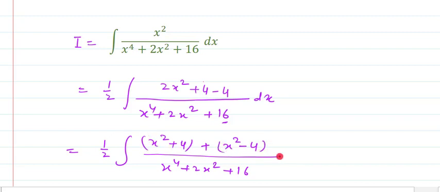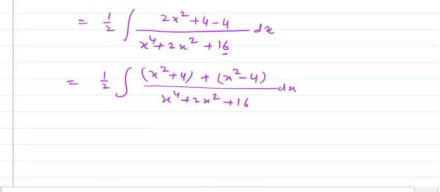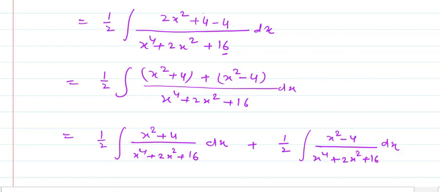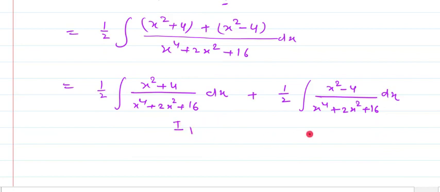Now, you know very well what to do. Yes, we need to segregate the two and we will be left with the two questions just as we have explained. So, (x square plus 4) upon (x power 4 plus 2x square plus 16) dx, and another part is 1 upon 2 (x square minus 4) upon (x power 4 plus 2x square plus 16) dx. Name them as I1 and I2. Do not solve these together in one line.